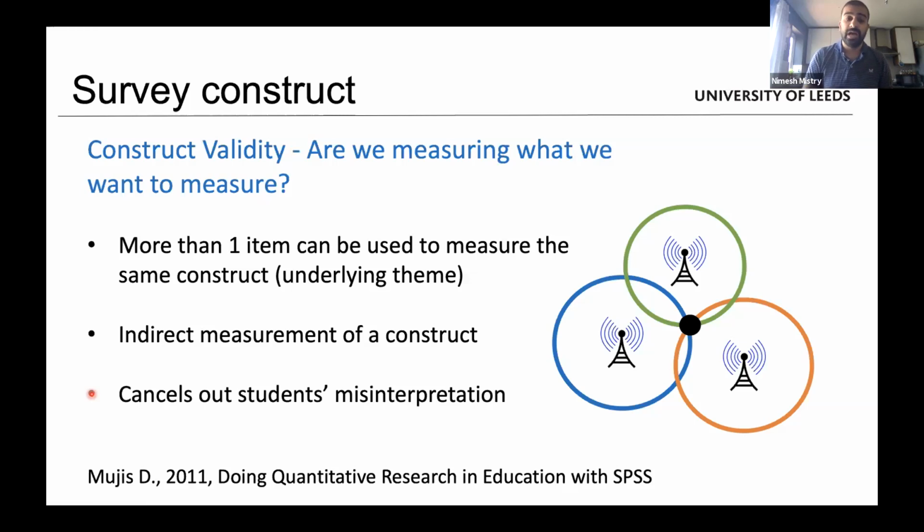Or if multiple students are interpreting that particular item in a different way to what you expected, then factor analysis will reveal that. So you can choose not to include that particular item in terms of how you report it, and use the other items instead to measure that particular factor, that learning construct.